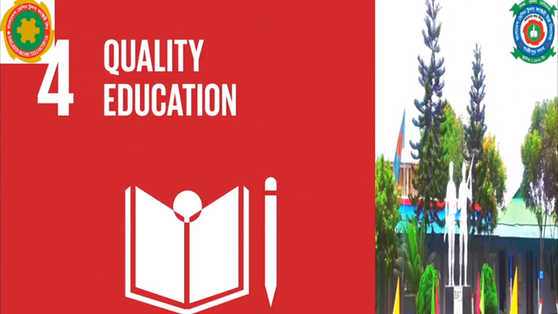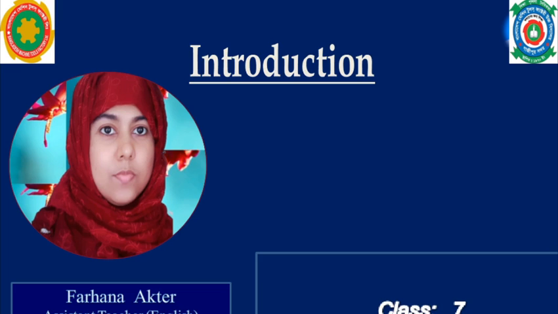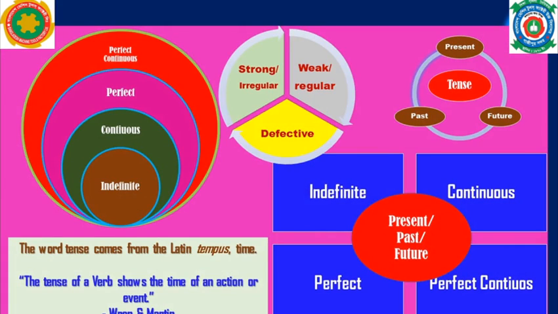This slide depicts SDG, that's the goal for quality education. Today I want to teach you from your grammar and composition part of class 7. You can see the picture here. This is about classification of tense, and this circle is about conjugation of verb.